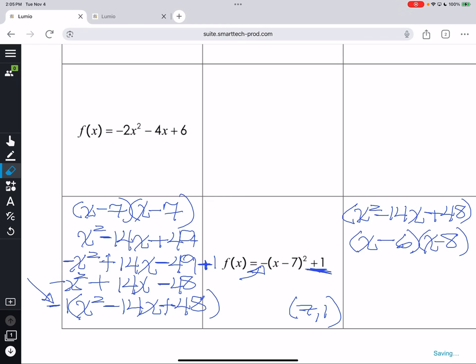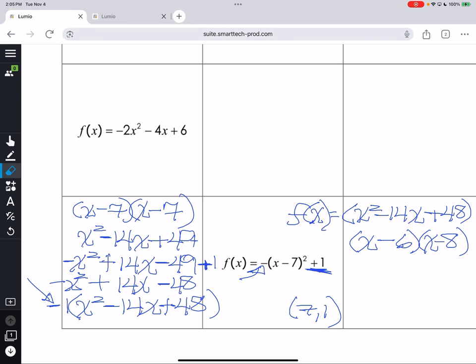Why can't we just leave it how it is with the f of x? Well, these are all f of x. This is still f of x. I just didn't take the space to write it. All of this is y equals, or f of x equals. All of it. Here is where we would come over and use the chart.